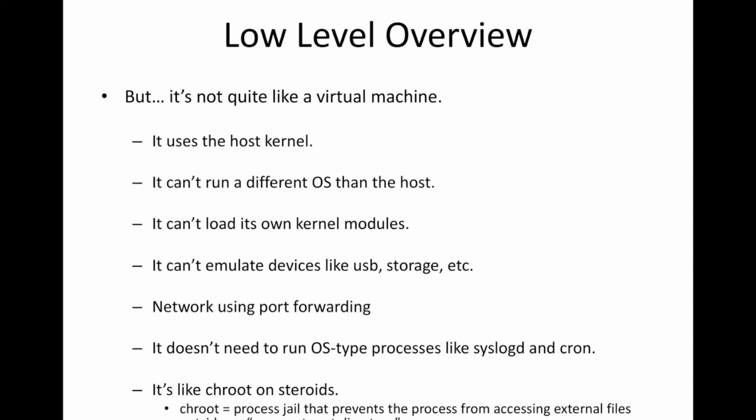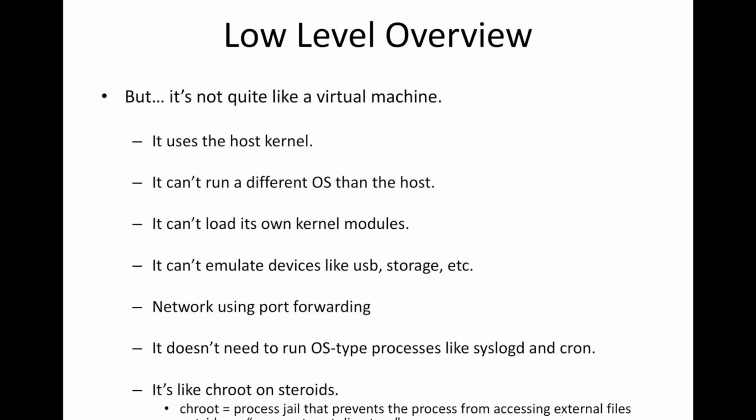The container can't load its own kernel modules because, again, it's using the host operating system and the host kernel. The container can't emulate devices like USB ports or special storage interfaces and so on. In a virtual machine, we can emulate all that hardware, right? We're faking out the operating system and tricking it into thinking that there are all these different hardware components because we're emulating that hardware. We can't do that with a container.